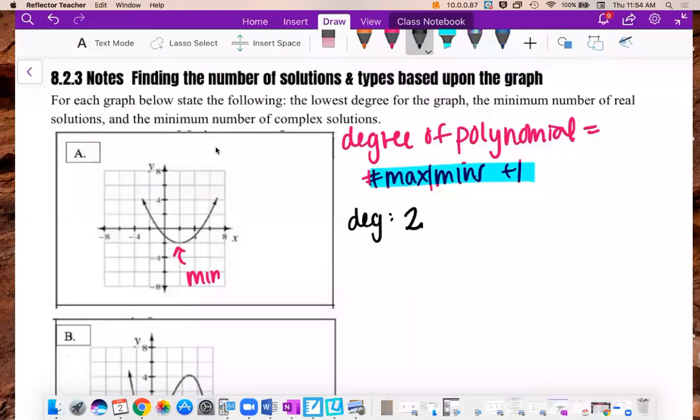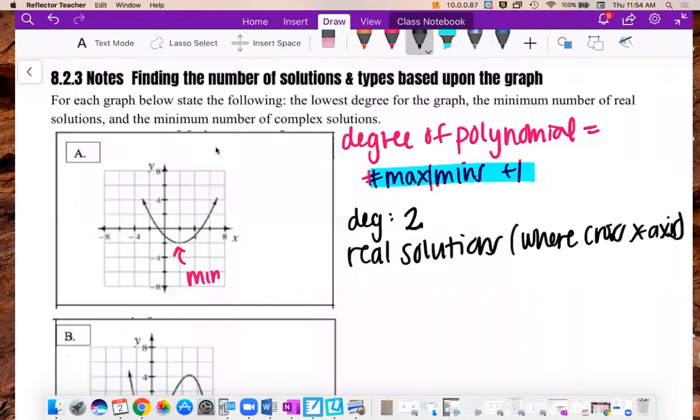So then the next thing we're going to do is try to figure out the number of real solutions and the number of complex solutions. So we have real solutions, and real solutions are just where it crosses the x-axis. So these are real x-intercepts, so things that actually cross the x-axis, whereas the complex solutions are the other type of solutions that don't touch the x-axis.